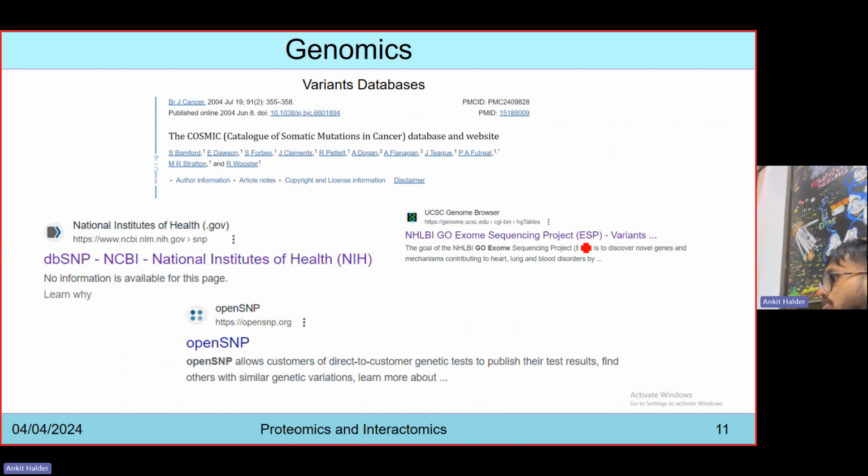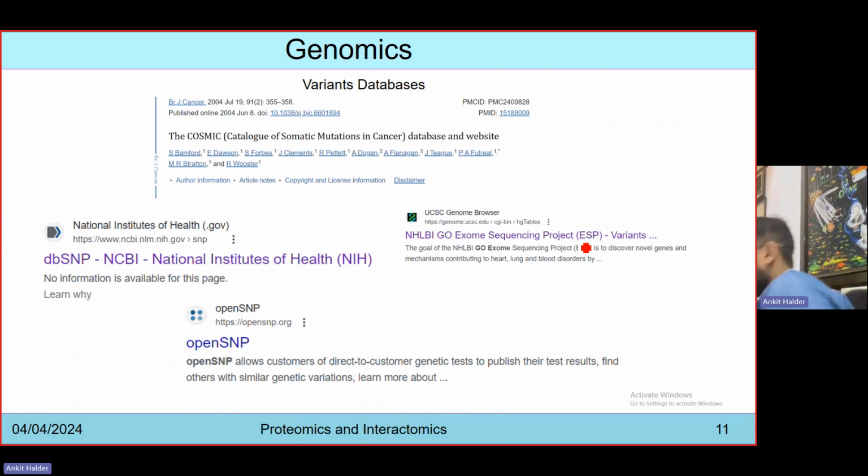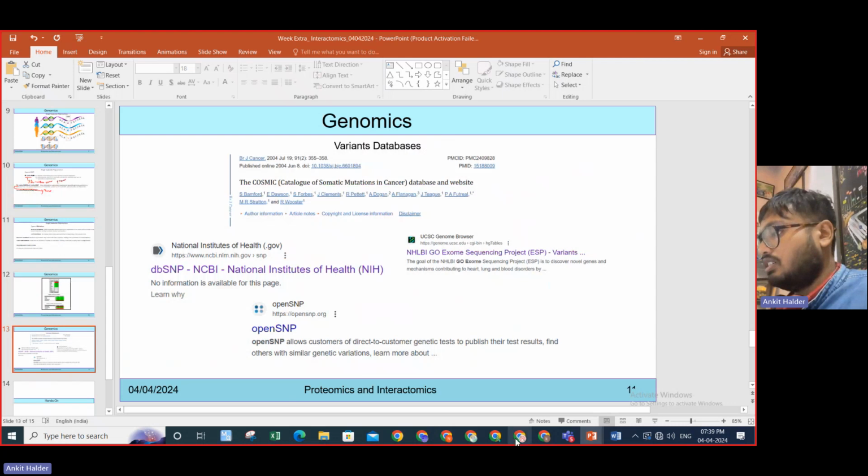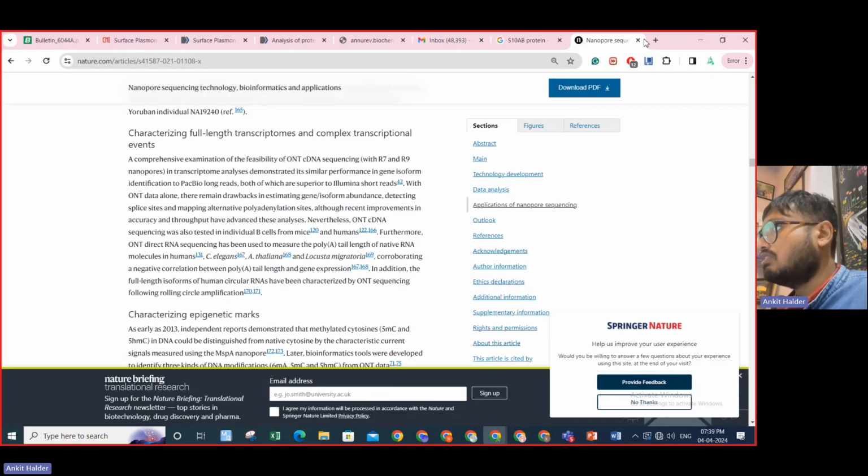So this is what I felt like adding for you as extra. I'll just give a hands-on example of one database that you can try out.